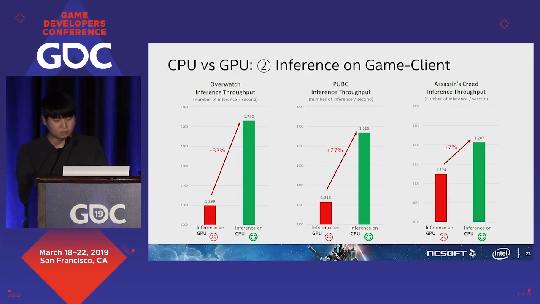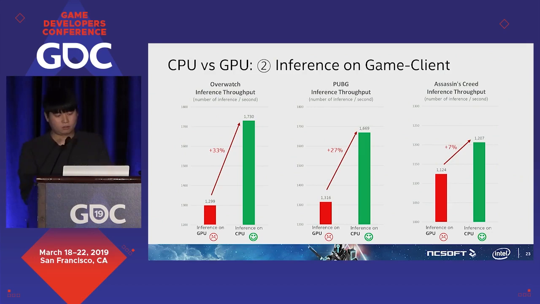And also we checked inference throughput while running each of the 3 games. Inference throughput is the number of inference tasks processed within 1 second. As a result, we could find that inference throughput is also higher on the CPU. This experiment shows that if we perform inference tasks on the GPU while running game client at the same time, they compete with each other for the GPU resource. Therefore, the performances on both graphics and inference computation are degraded.